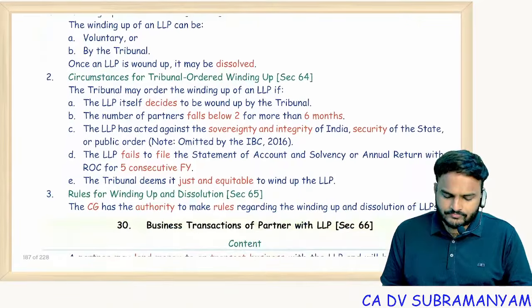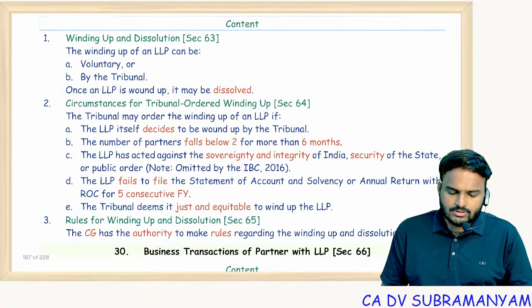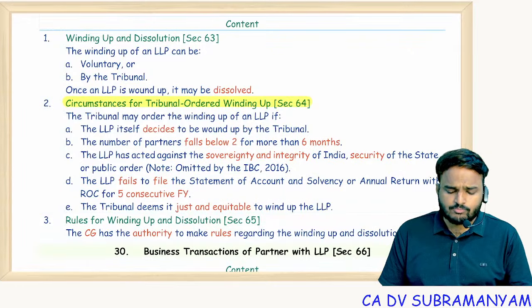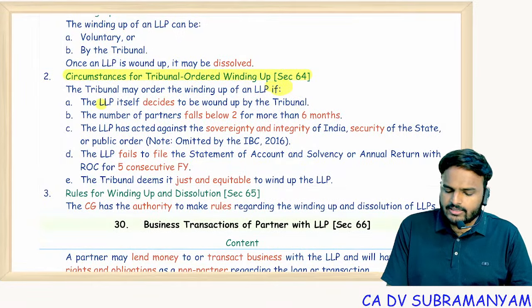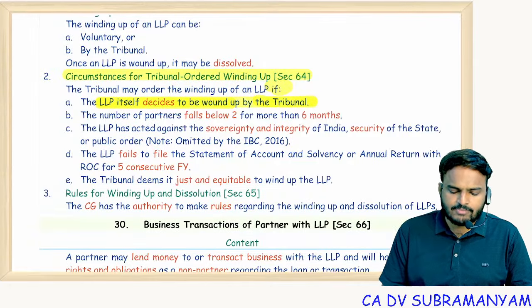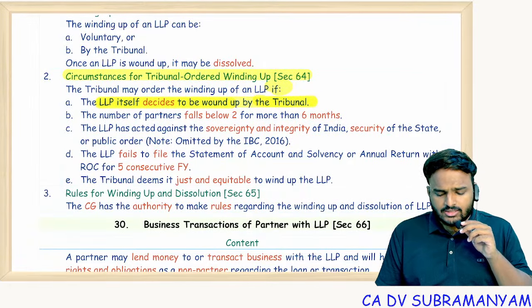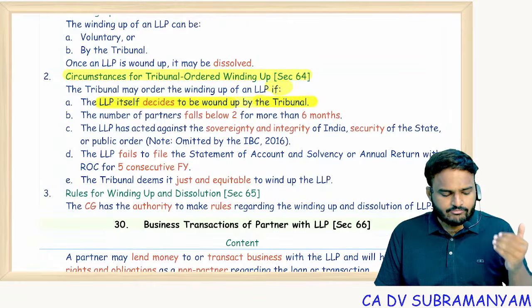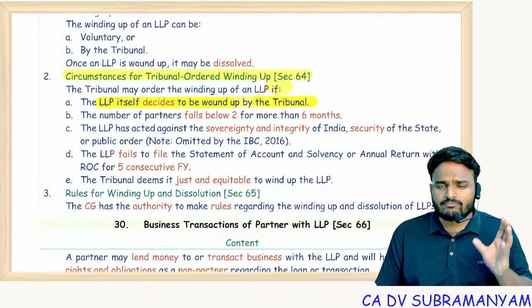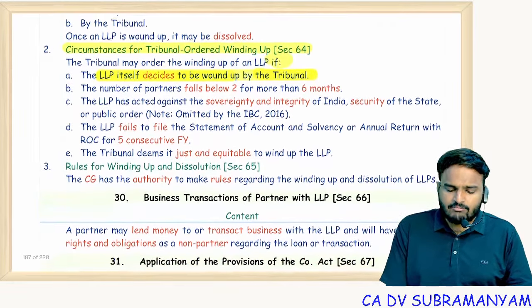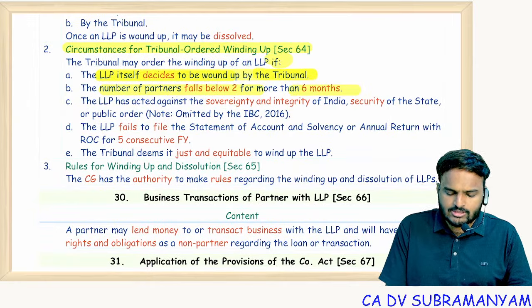Next one. This point was tested one time so far. The tribunal may order the winding up of the LLP if the LLP itself decides to be wound up by the tribunal. That means the partners agreed and filed an application with the tribunal: sir, please liquidate us. Because if the tribunal is ordering the winding up, some independent authority will monitor the winding up process. Also, if the number of partners falls below 2 for more than 6 months, or the LLP is acting against the sovereignty and integrity of India.